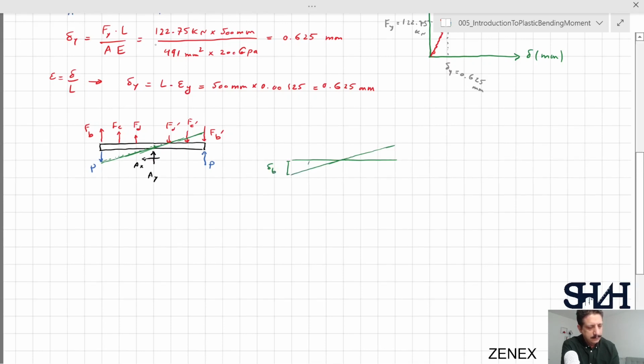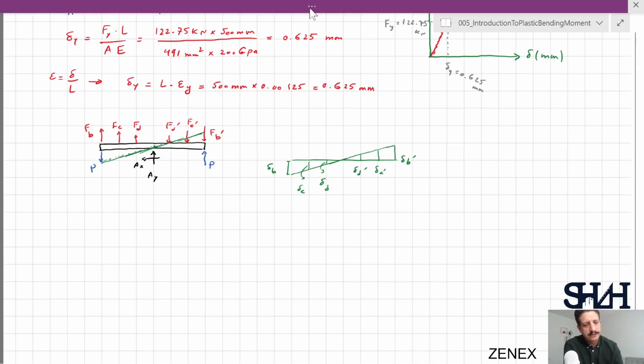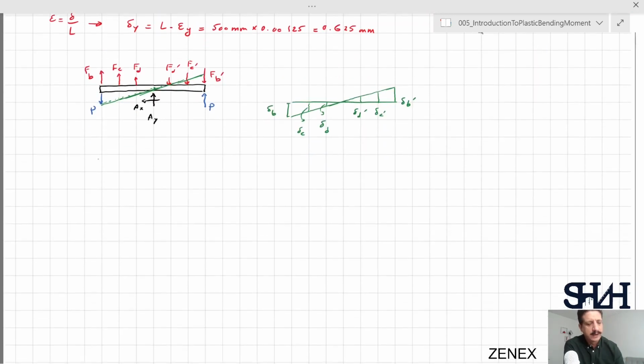Delta B, delta C, and delta D, delta D prime, delta C prime, and delta B prime. So now we want to write the compatibility equation from the similar triangles.